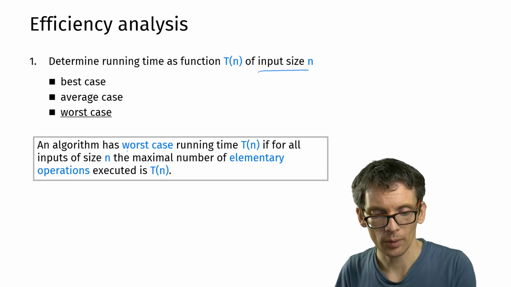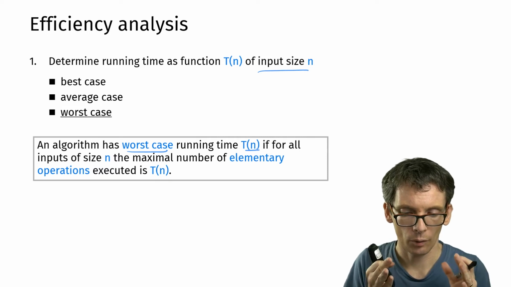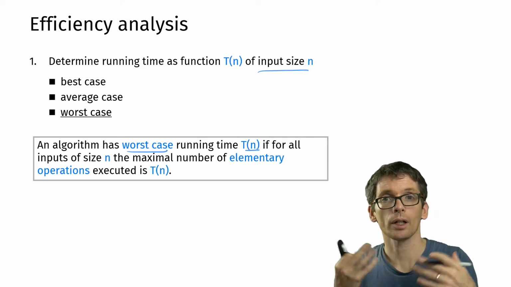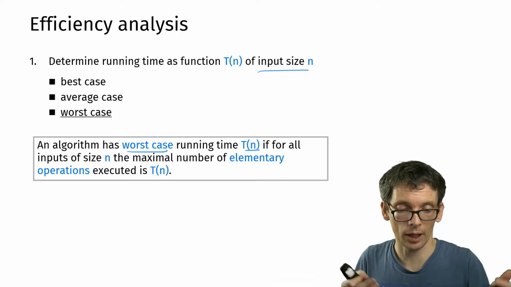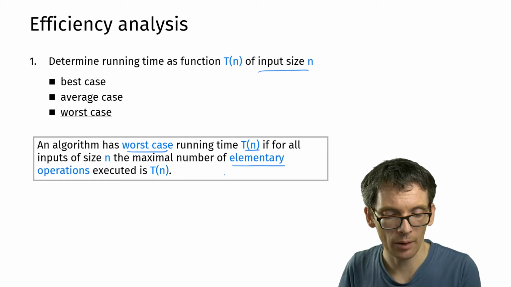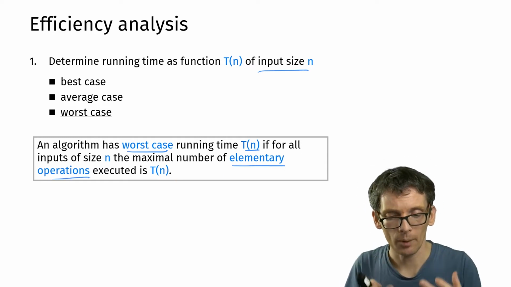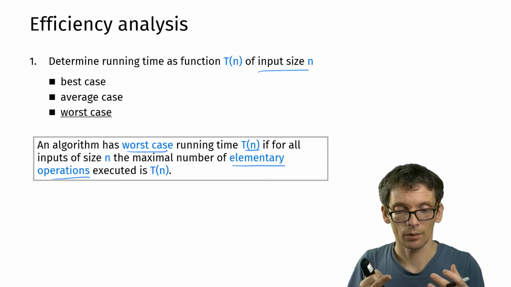So the algorithm has worst case running time T of n if for all inputs of size n, the maximum number of... okay, now it comes back down to what we are actually measuring if I want to measure time. What we're going to measure is elementary operations. So the maximum number of elementary operations should be T of n.